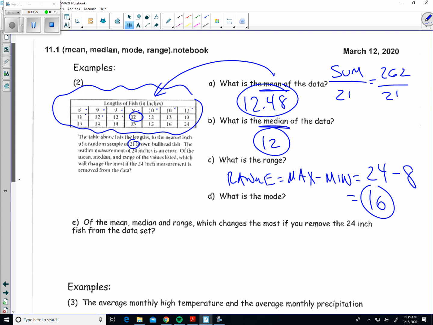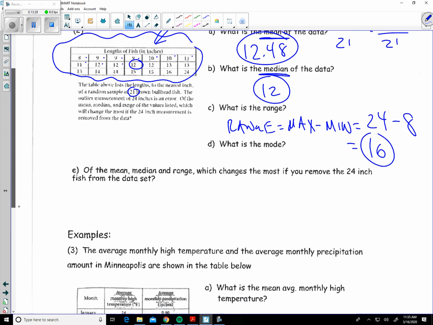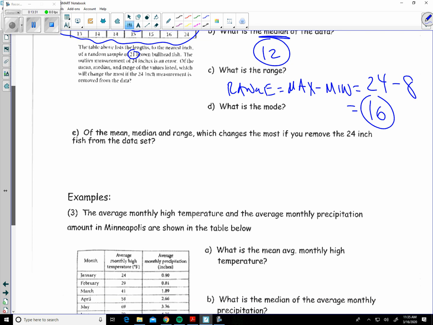Nice, easy questions revolving around the great brown bullhead fish. Down here in question E, it's a little bit of an analysis question. And the analysis is going with what changes the most if you happen to take that big fish, that 24-inch fish, out of the data here.